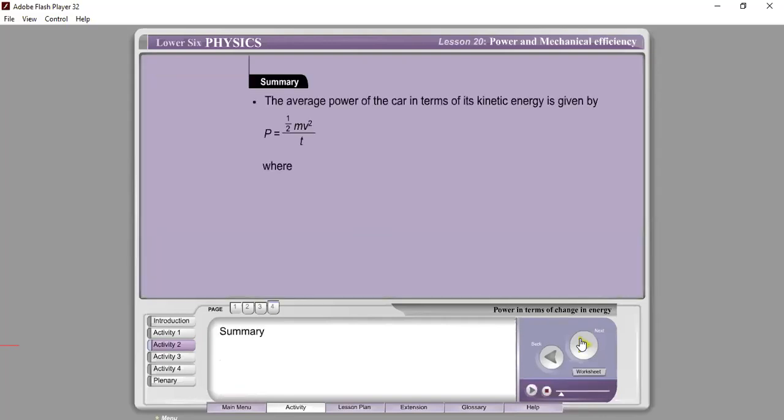Summary. The average power of the car in terms of its kinetic energy is given by P equals half mv squared over t, where m is the mass of the object, v is the final velocity of the object, and t is the time taken to attain the speed v.